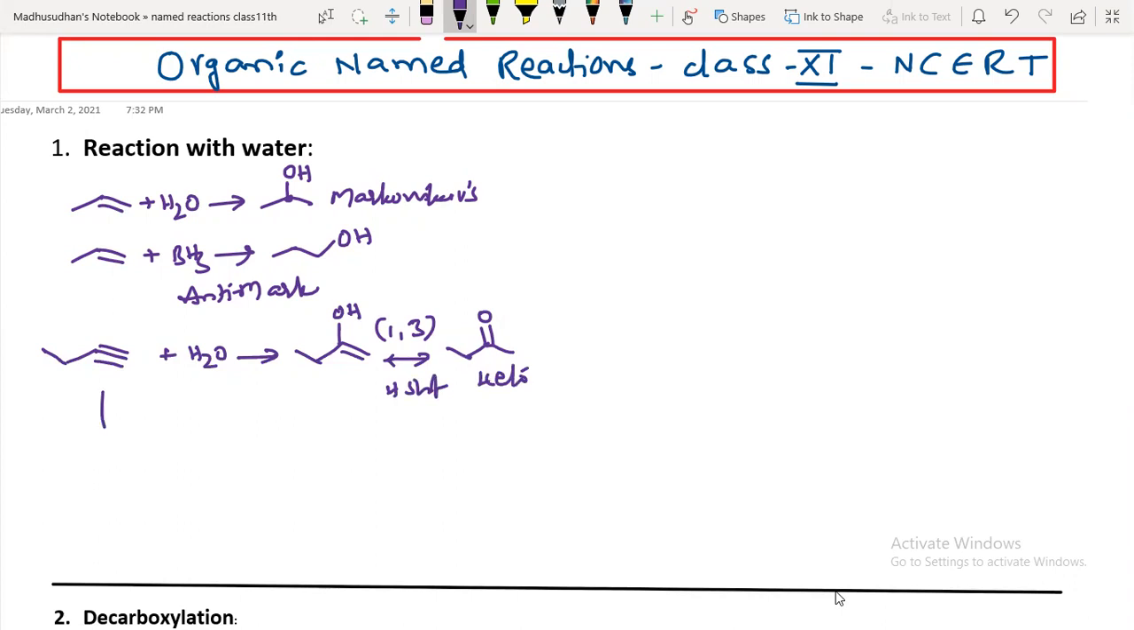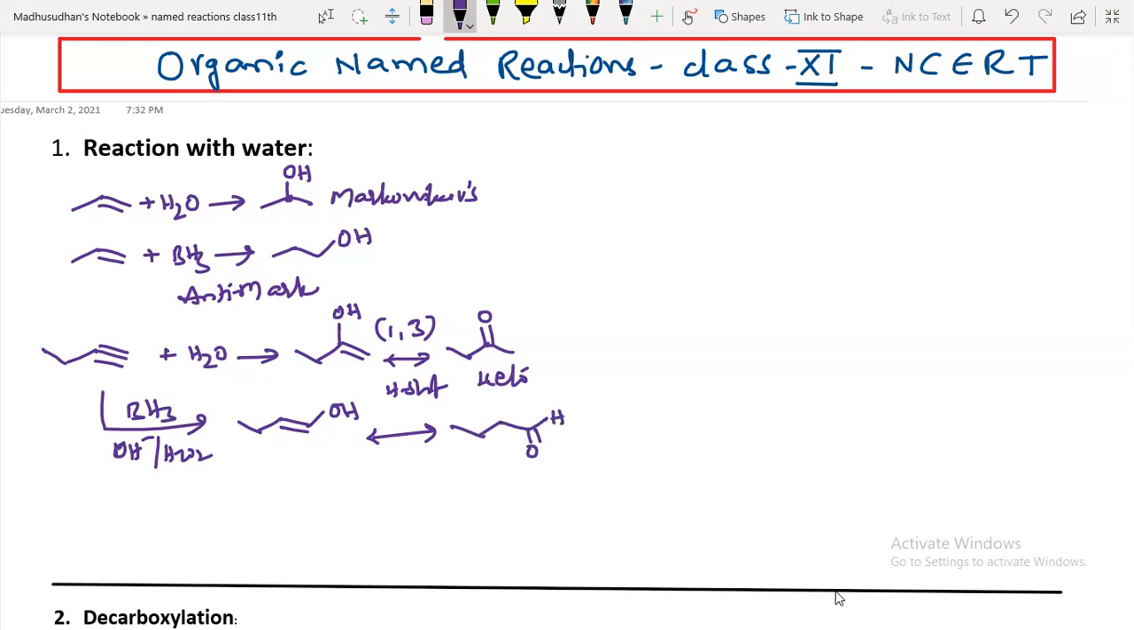Next, on the same compound, if you add BH3, addition of BH3, followed by OH minus and peroxide, it follows anti-Markovnikov addition. So OH minus will attack the carbon containing fewer hydrogens only. On isomerization, on a 1,3 proton shift, you are going to get an aldehyde as the final product.